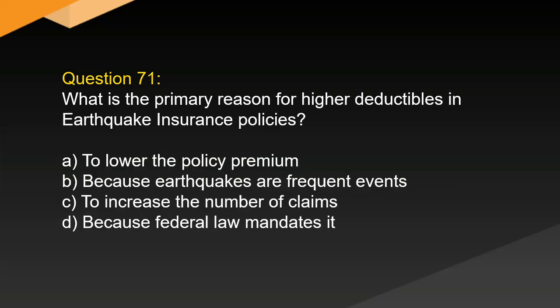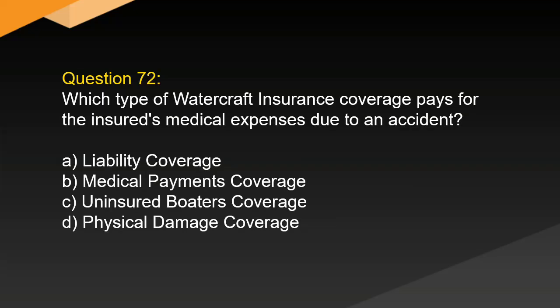Question 71. What is the primary reason for higher deductibles in earthquake insurance policies? A. To lower the policy premium. B. Because earthquakes are frequent events. C. To increase the number of claims. D. Because federal law mandates it.